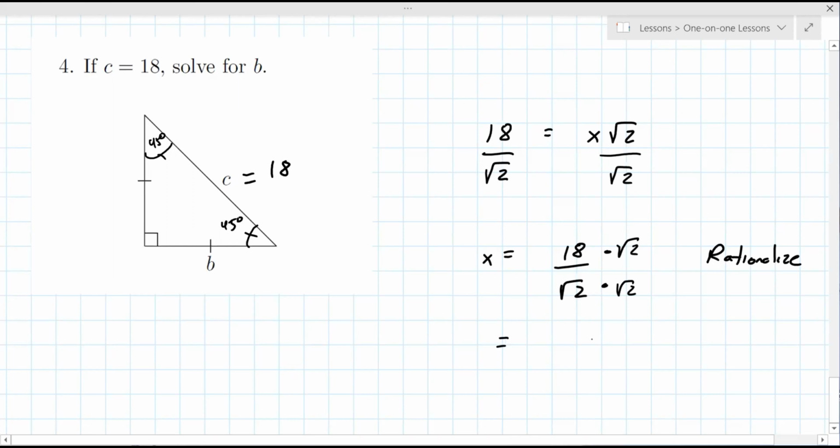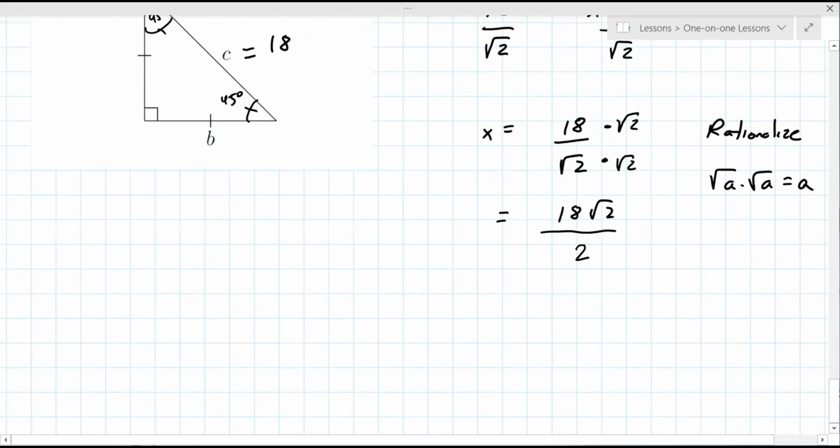So up top here, it's just 18 square root of 2. But on the bottom, what is the square root of 2 times the square root of 2? We did that in a previous problem. We said the square root of a times the square root of a equals a. So what is the square root of 2 times the square root of 2? Square root of 4, which is 2. Okay. Now you can divide and get 9 square root 2 here. So b is 9 square root 2.